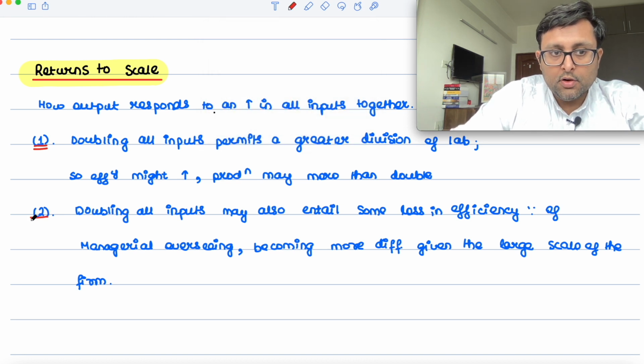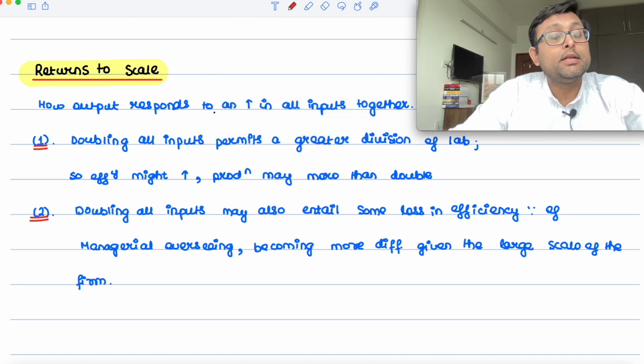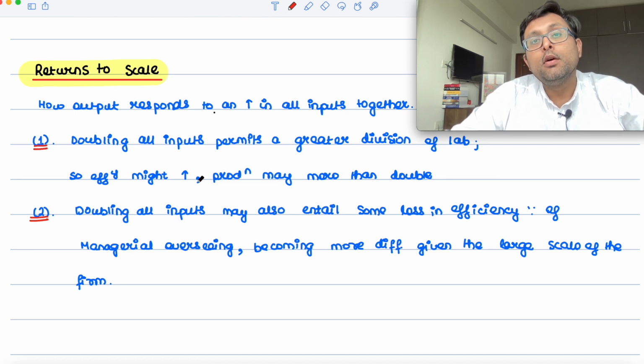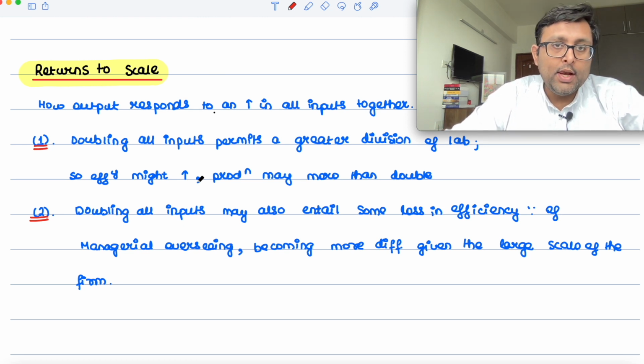So this could be decreasing returns to scale. You have doubled the inputs, but your output may be less than double. The first case could have been increasing returns to scale, that is, you double the input, your production may more than double. Now, which one will happen? Nobody knows that, it is an empirical question.